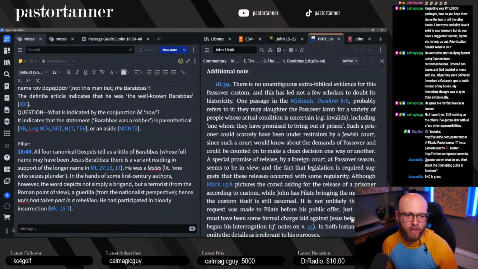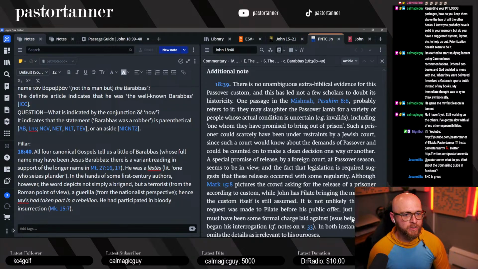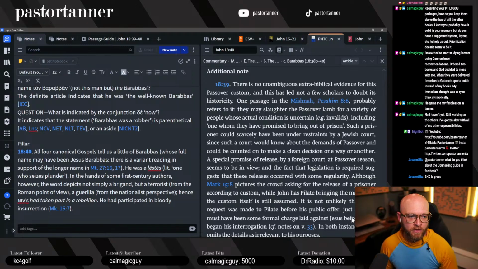unambiguous extra-biblical evidence for this custom. It has led not a few scholars to doubt its historicity. One passage in the Mishnah probably refers to it. They may slaughter the Passover lamb for a variety of people whose actual condition is uncertain. For example, invalids, including one whom they had promised to bring out of prison.